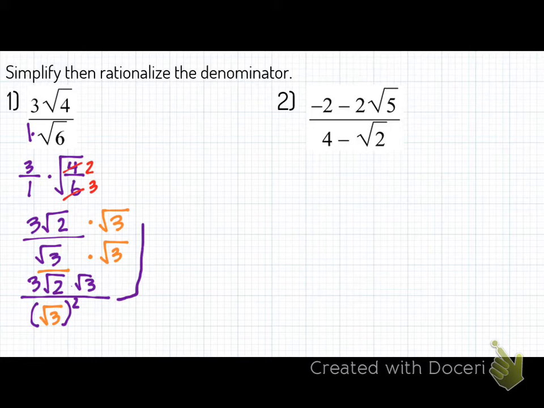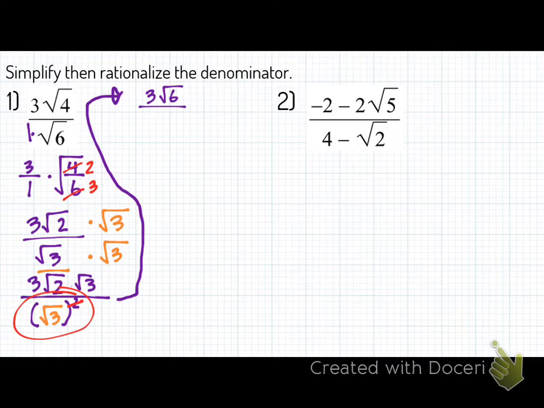I'm going to take this problem up here so you can see it, all right? So look at this numerator. The numerator is rad 2 times rad 3, which is rad 6, right? Denominator, look what happens. We've got rad 3 squared, so we cancel out the 2 with the square, leaving just 3.